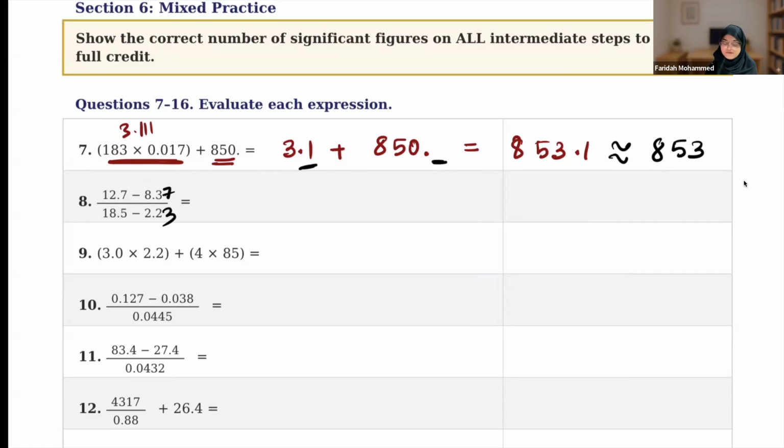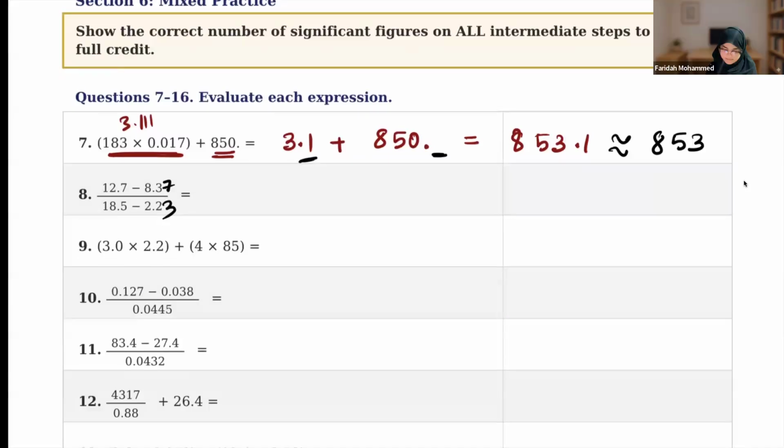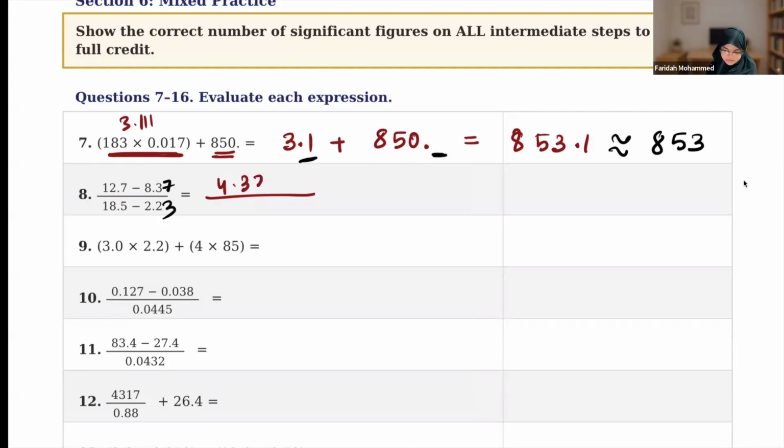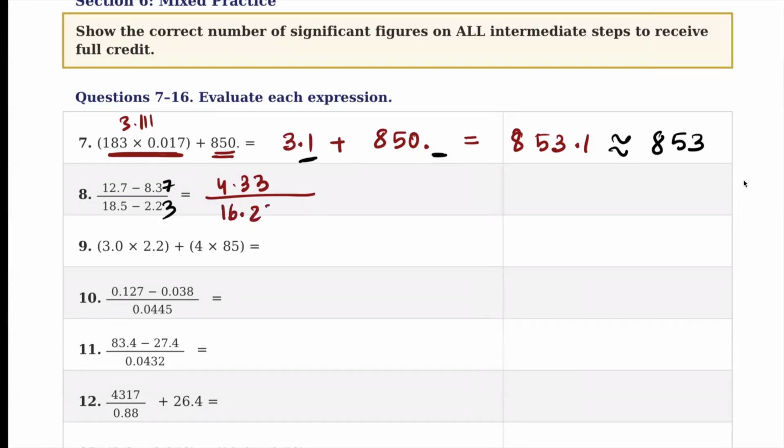Okay, Kirtana, let's do it together. So what do we do? You subtract the top and the bottom, like the two equations. Okay, let's do it then. On the top, what do you get? 4.33. And then on the bottom, 16.27. Is this before rounding off or after rounding off?